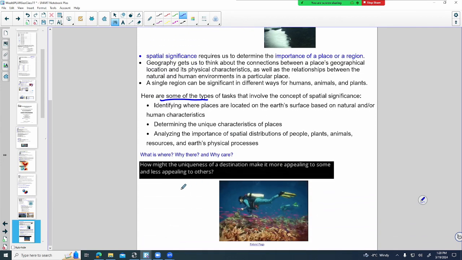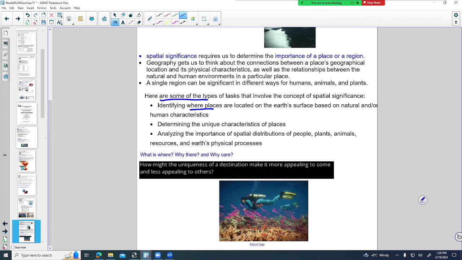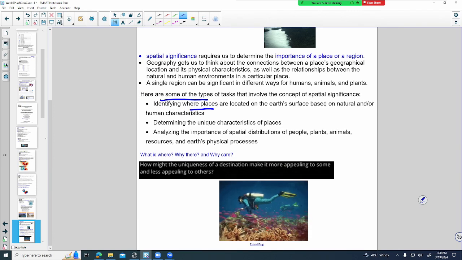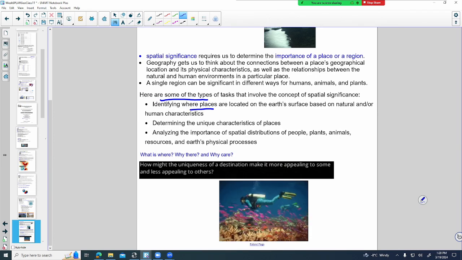The first thing is identifying where places are located on the Earth's surface based on natural and or human characteristics. So where is this place? Where is this located? What's there that's natural, and what's there that's man-made? Also analyzing the importance of spatial distribution of people.